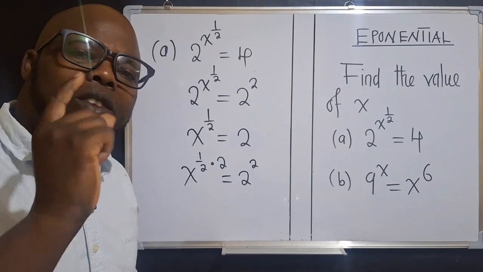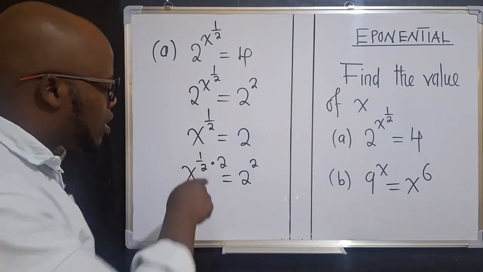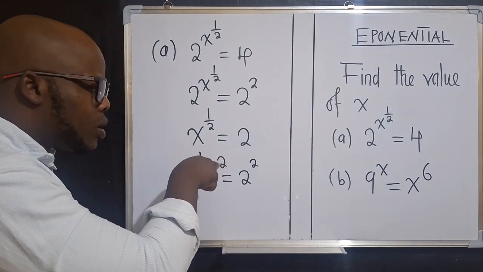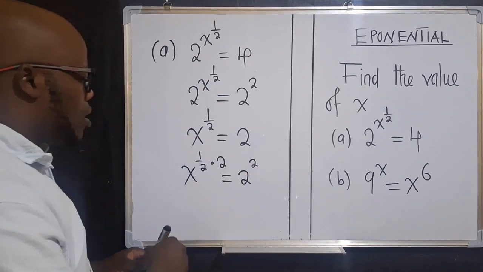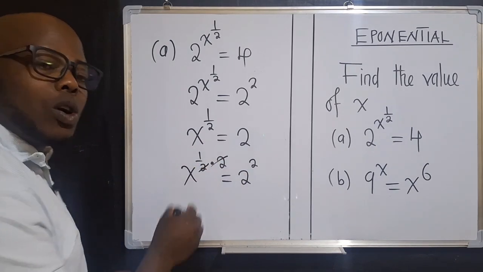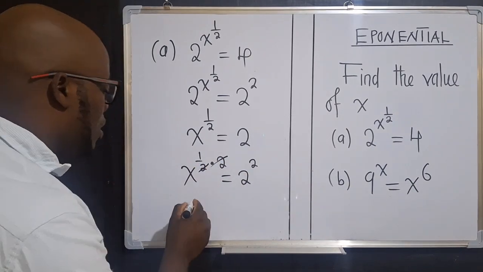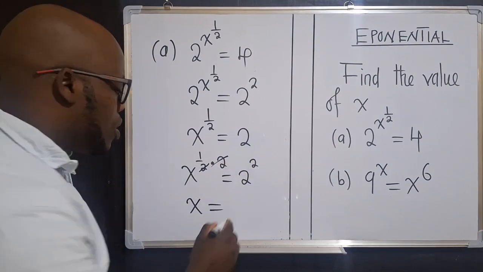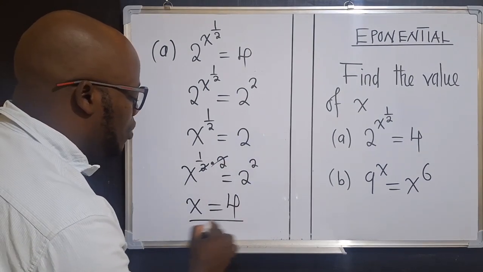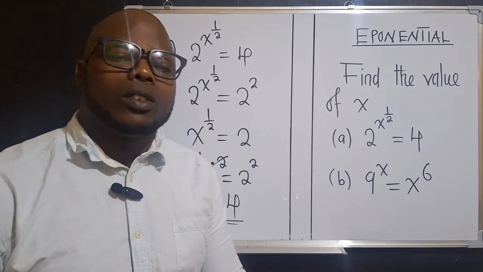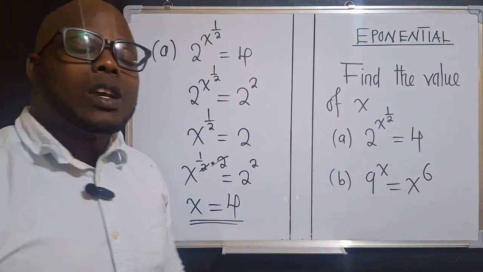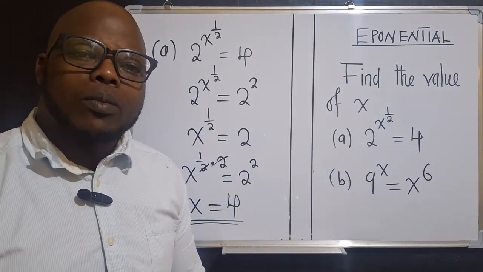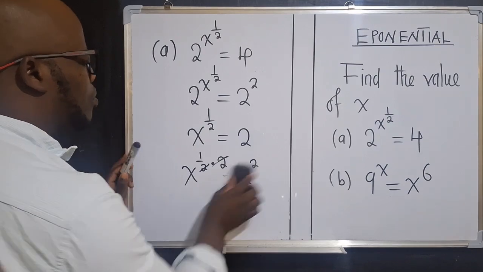You see how it is? I've introduced the same thing to both sides of the equation. So the power 2 here and the power 2 here will cancel and give us a power 1, and we shall say x is equal to, what is 2 power 2? It will give us a 4. So the value of x for the first equation is just 4. Let's check out the next one.